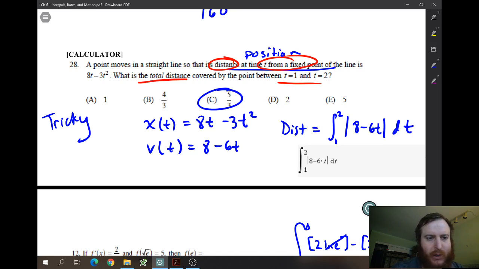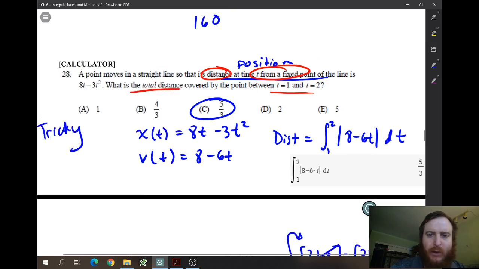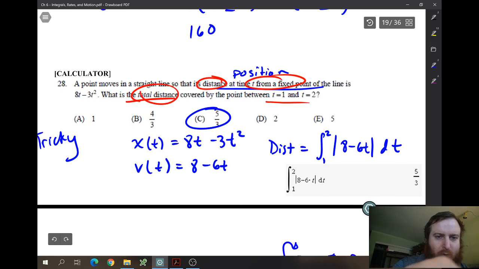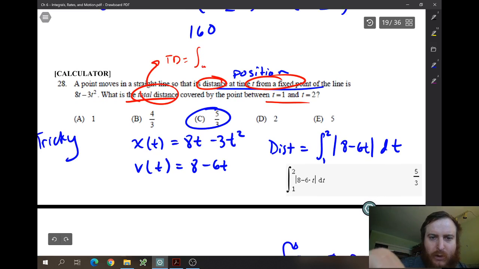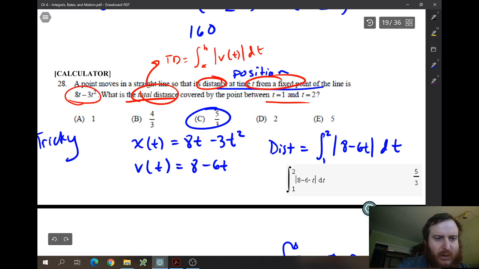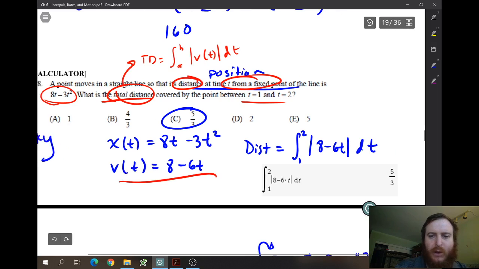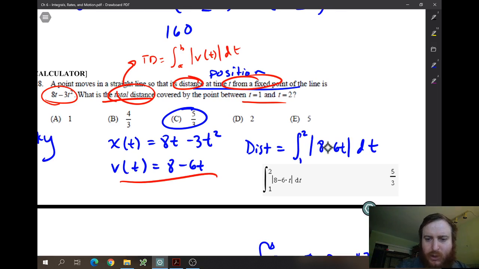What we need to do here is a little bit tricky, but our total distance formula is that the total distance is the integral from a to b of the absolute value of v of t dt. So we need to take this 8t minus 3t squared and take the derivative to get v of t. That gives us 8 minus 6t. Then we take the integral from 1 to 2 of the absolute value of that, and we get 5/3.